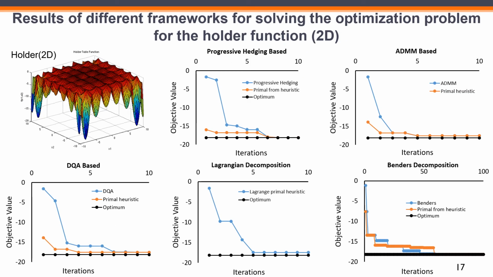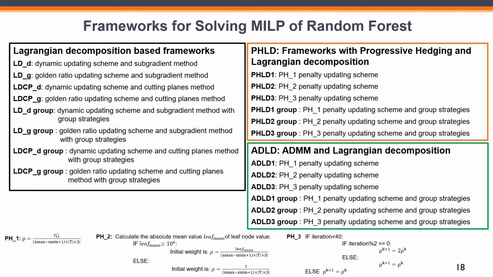All the above approaches, such as progressive hedging, ADMM, DQA, Lagrangian decomposition, and Benders decomposition, are implemented in Python and Pyomo. And here we apply the above approaches to the Holder function 2D to compare their generated primal bounds. As shown in these figures, all of them were able to obtain the optimum or near-optimal primal bounds within 100 iterations. We choose Lagrangian decomposition, progressive hedging, and ADMM, and construct different frameworks with different updating schemes.